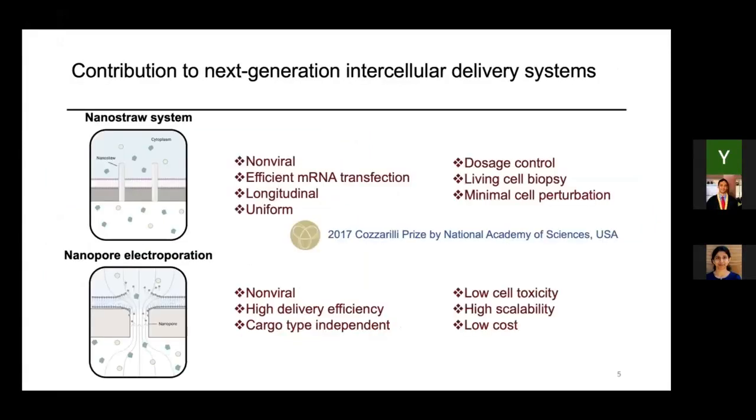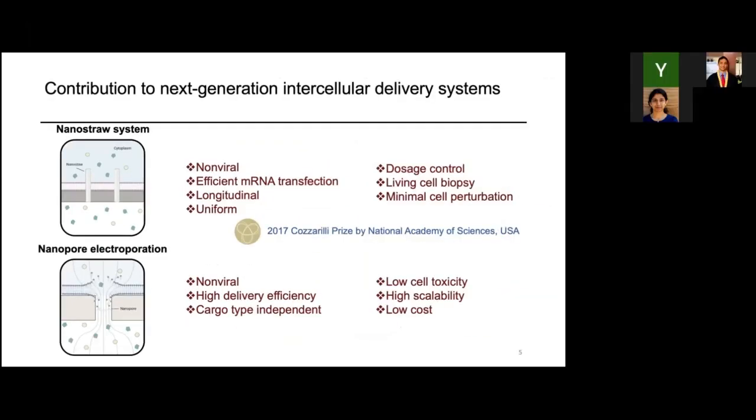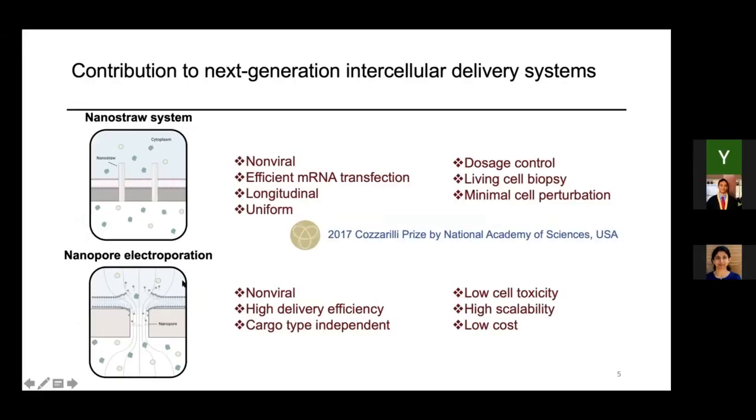Because of this, the imperfection of the current delivery methods motivates engineers like me to develop the next generation of intracellular delivery systems to facilitate biological research. Over the past few years, I developed two novel systems, the Nanostraw system and nanopore electroporation. I will talk about these two systems in more detail during the rest of my talk.